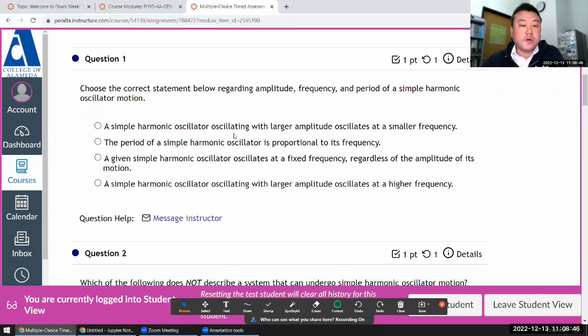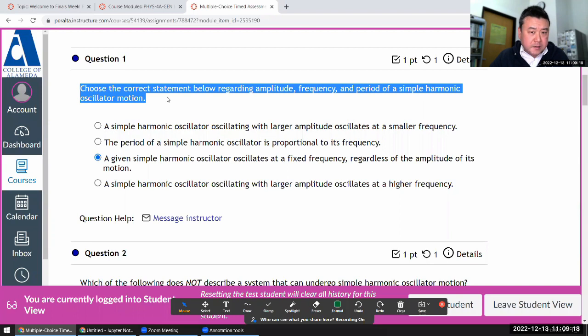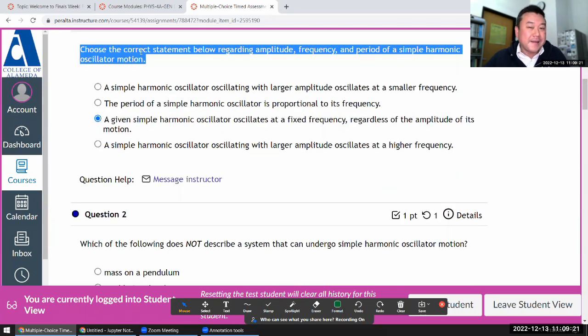It says, choose the correct statement below regarding amplitude, frequency, and period of simple harmonic oscillator motion. Okay. So, a larger amplitude oscillates faster? That's almost the exact opposite of the defining feature of a simple harmonic oscillator. The period is inversely proportional, not proportional. So this is really the distinctive feature of a simple harmonic oscillator. By the way, these questions might be dynamically generated, so watch out for that. Just because the question prompt is the same doesn't mean the choices are the same.